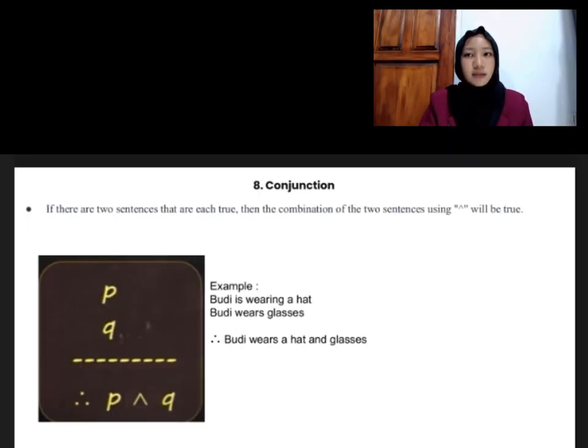And the last is conjunction. Conjunction means combining two statements using the word and. The rule is simple. The statement is true only if both parts are true. For example, P is the sun is shining and Q is the sky is blue. So P and Q means the sun is shining and the sky is blue. This whole sentence is true only when both P and Q are true.